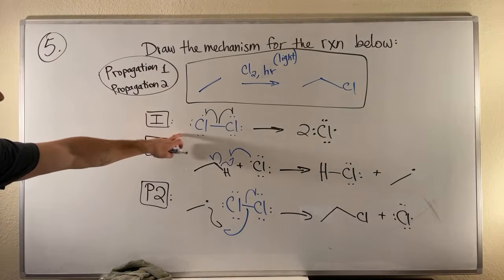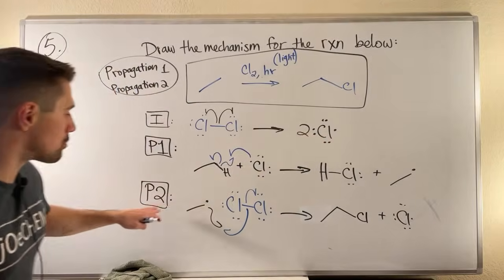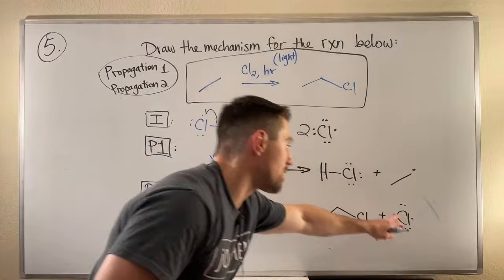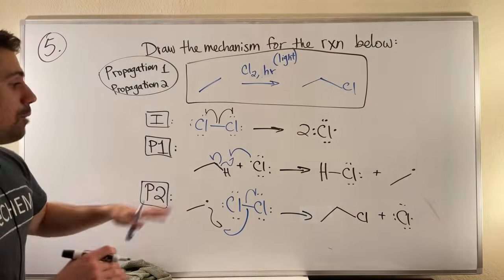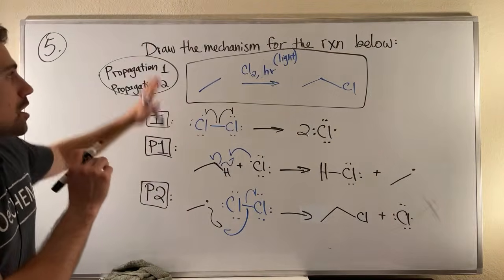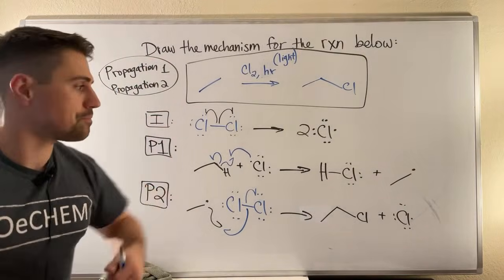Initiation really only has to happen one time to make one radical, because propagation actually produces the very thing initiation makes to get this thing started in the first place. But anyways, that's the mechanism. So in terms of drawing the mechanism, that's what we need to do here.